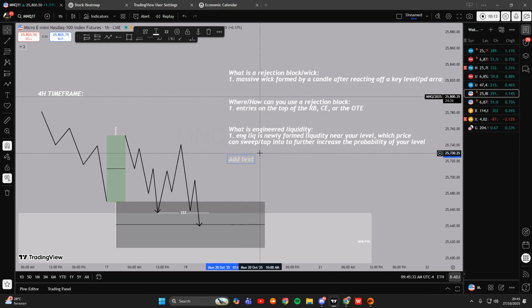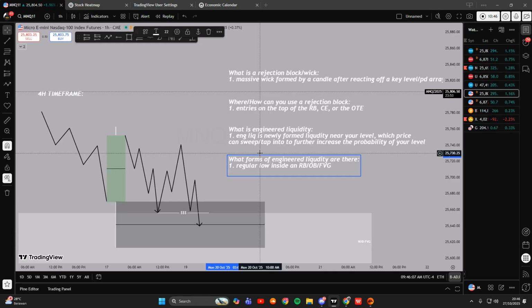Okay, so what forms of engineered liquidity are there? It can be a regular low inside an RB. It doesn't have to be an RB. It can be an order block, fair value gap. Depends on the type of trader you are. Usually, I limit rejection blocks, but some people limit order blocks, fair value gaps, BPRs, stuff like that. You know what I mean? But engineered liquidity is usually always present in all of those. So it can be that.